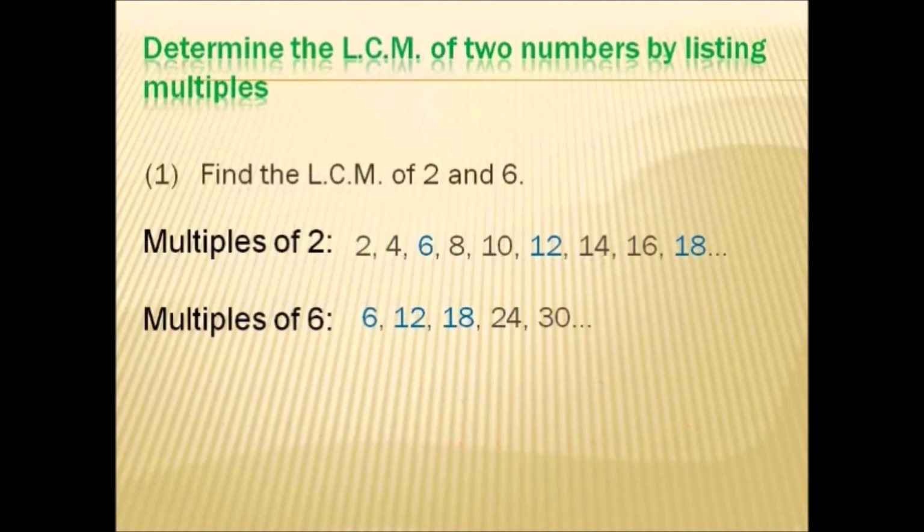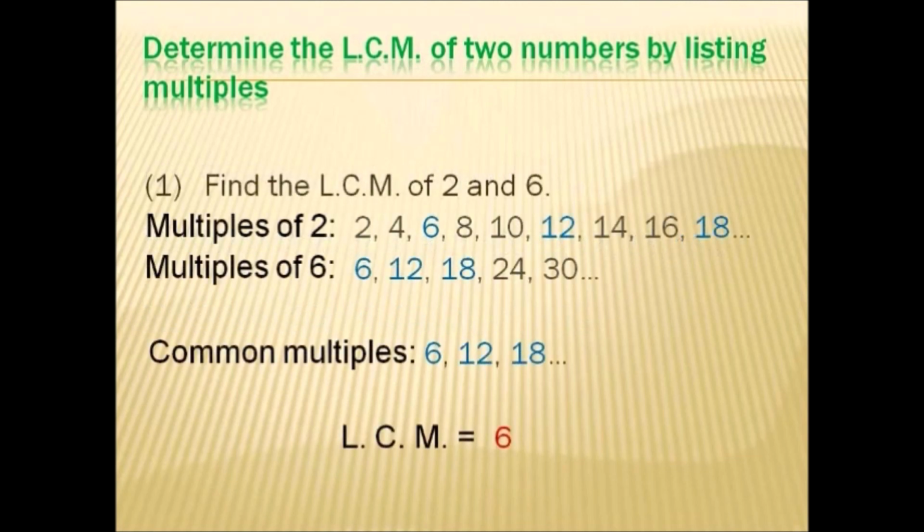So now let's determine the LCM of two numbers by listing multiples, and let's deal with that very same one we got wrong, the LCM of 2 and 6, which is not 12. The multiples of 2, let's list some of them: 2, 4, 6, 8, 10, 12, 14, 16, 18, and so on. Multiples of 6: 6, 12, 18, 24, 30, and so on. Remember, the multiples are ongoing. We just listed a couple of the multiples to work out the problem for the LCM of 2 and 6.